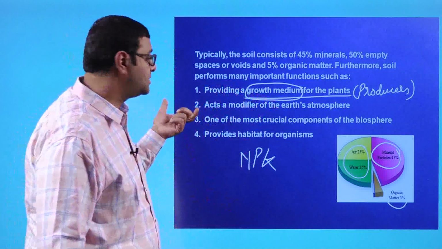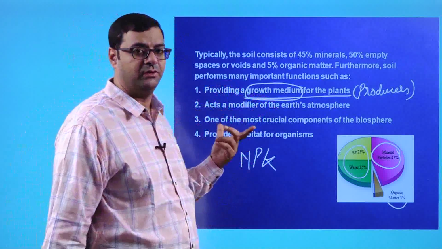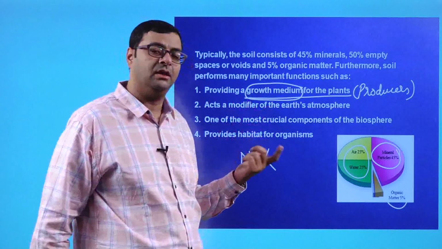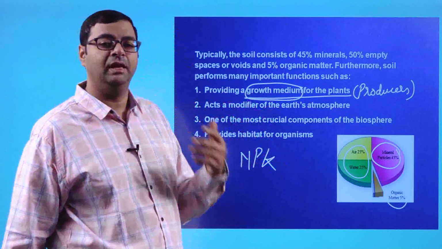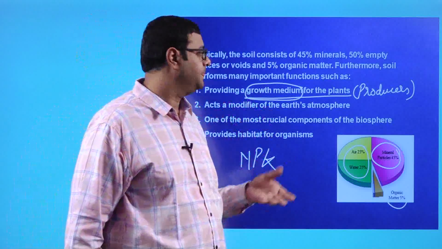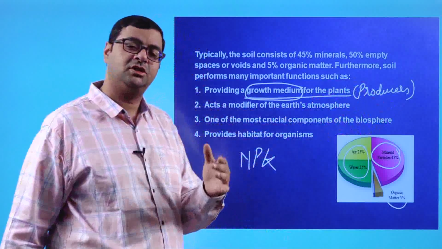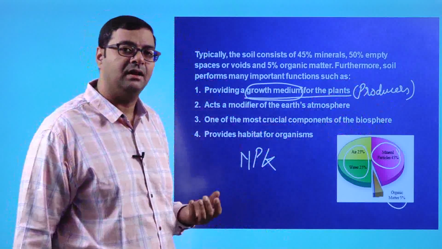So this soil is providing those plants with the growth nutrients, the growth medium. Because of that, the plant is actually growing, and because the plant is growing, they are in the top category, that is the producers, on which the other organisms are dependent.